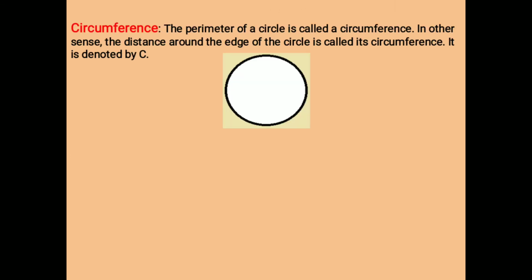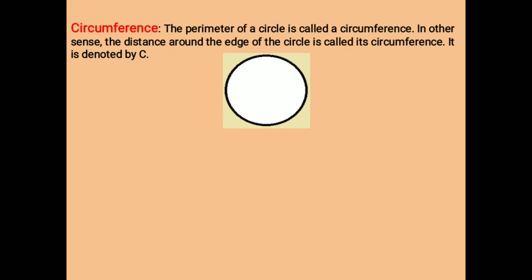Now let's know about circumference. Circumference is actually the perimeter of a circle. In other geometric figures, there used to be the side lengths, and we used to calculate the perimeter in a very simple way by just adding the different sides of that figure.